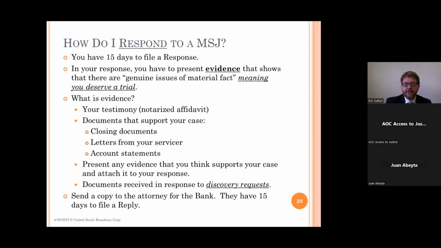Some of that evidence can be the borrower's notarized affidavit. Again, some of the documents that can support the case are closing documents, letters from the servicer, account statements. Really any evidence that the borrower thinks supports their case needs to be attached to that response. And again, might be documents that they only got through discovery requests, such as account statements.